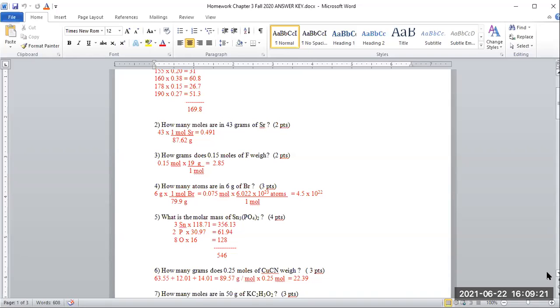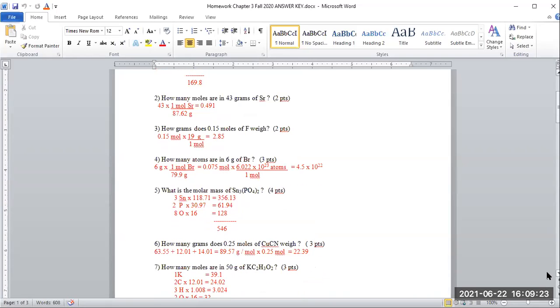If you are calculating atoms, you need to do this in 2 steps. Now, you could have linked the 2 steps together. I did one step, got an answer, then did the second step. Mathematically, it will not give you different answers. Take your 6 grams, divide by the atomic mass of bromine. This will give you 0.075 moles, and then use your Avogadro's number, 6.022 times 10 to the 23rd, to get 4.5 times 10 to the 22nd.